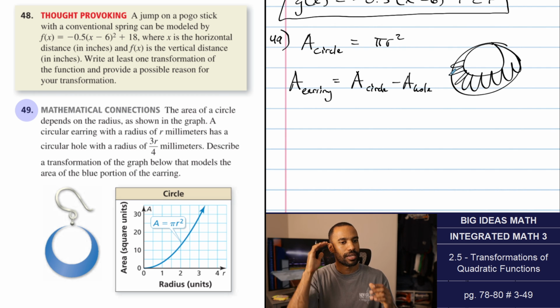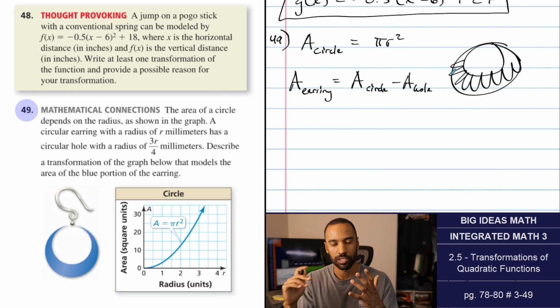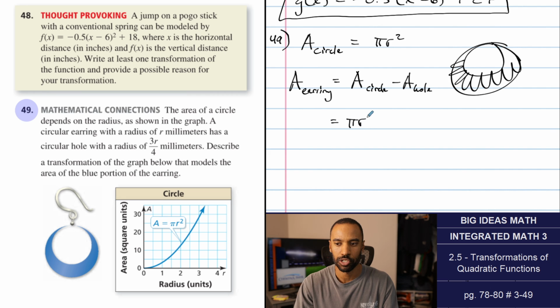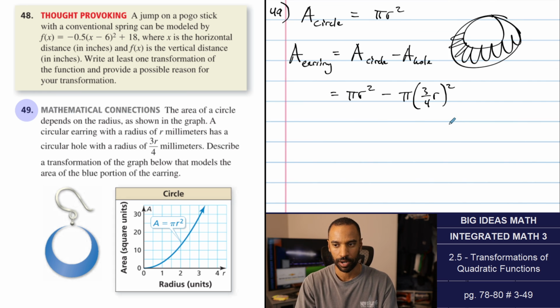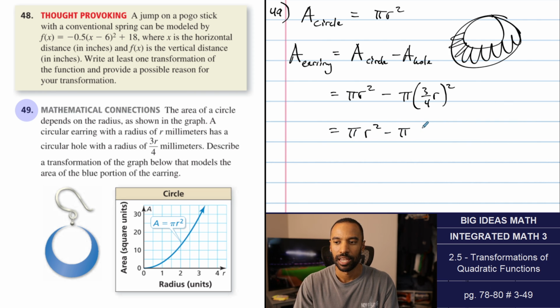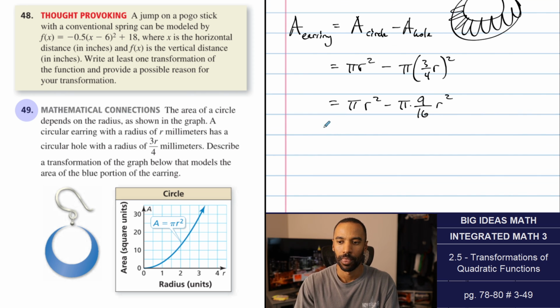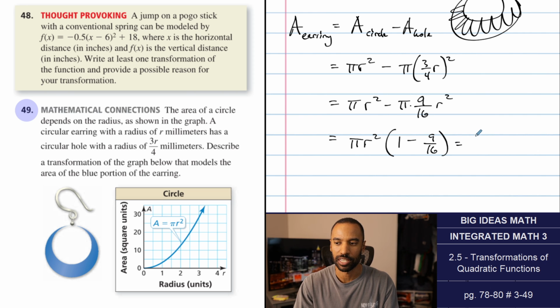Okay? The area of the big circle has a radius of r millimeters. So this is going to be pi r squared minus the area of the hole, which is pi times 3/4 r, quantity squared, like that. It's not just subtracting 1/4 from 3/4 because you got to square them. So pi r squared minus pi times 9/16 r squared. Okay? Or if you factor out pi r squared from this, this is 1 minus 9/16, which is 7/16. So we're taking 7/16 pi r squared.